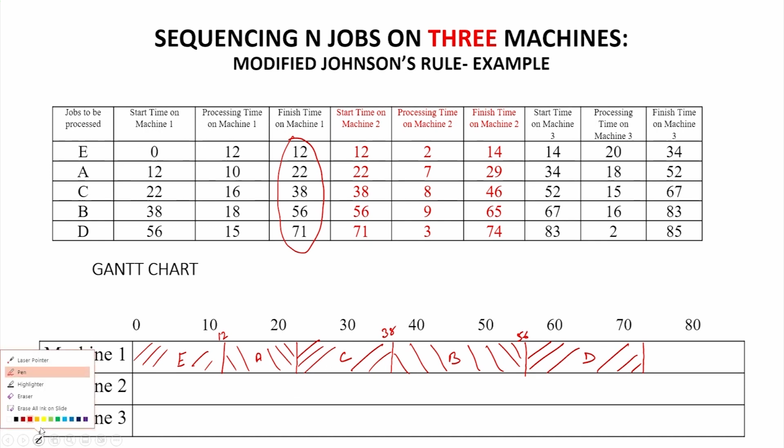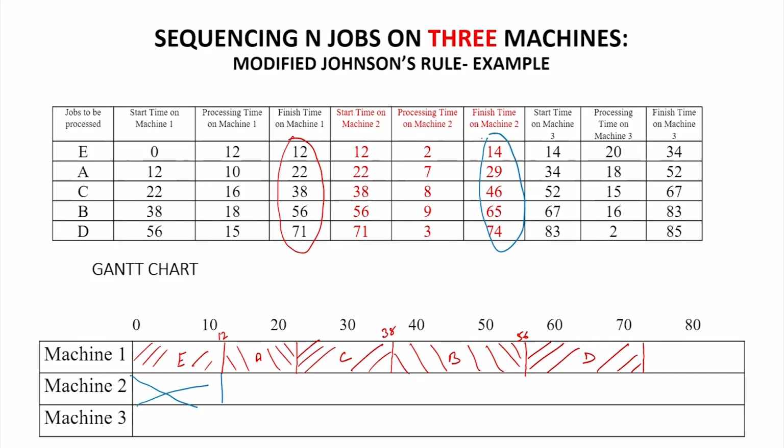Obviously, on machine 2, for the first 12 minutes it is idle, there is no job for it. We take this particular column. First job 12 plus 2, 14. So job E starts at 12 and finishes at 14, and then 14 to 29, I can mark it as 29 and write job A. Then 46, job C, and then 65, job B, and then 65 to 74, that is job D.